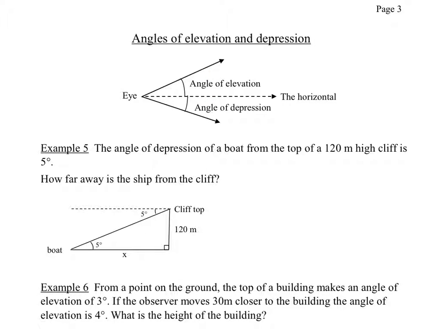If you're up high somewhere and you're looking towards the horizontal and you then have to look down, that's called an angle of depression instead.